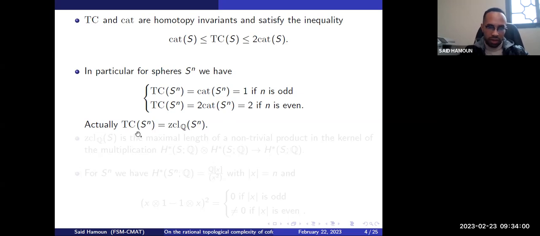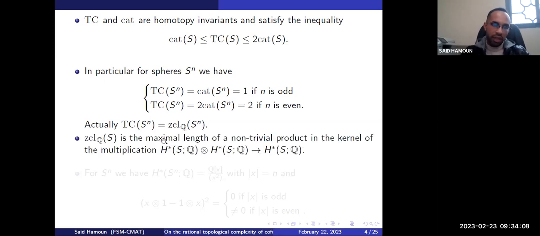Moreover, for the sphere Sn, the topological complexity coincides with the zero divisor cup length of Sn. And here we consider the zero divisor cup length over Q, which is the maximal length of a non-trivial product in the kernel of the multiplication over the rational cohomology.